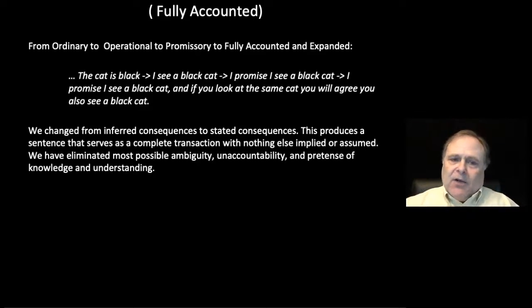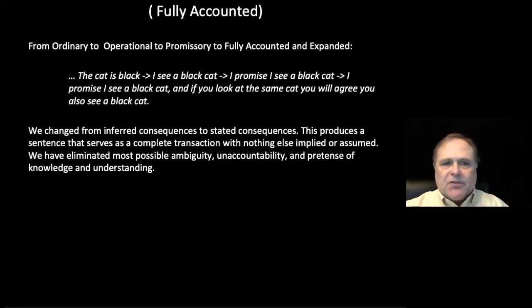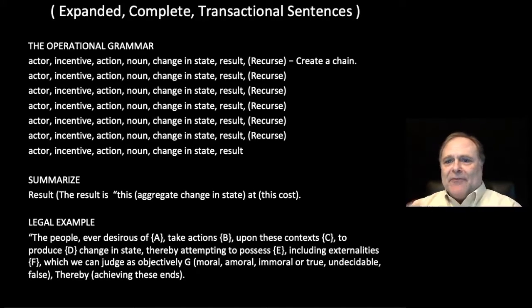It's all implied. But seeing a black cat is a simple statement, while many statements, especially when we get into more abstract concepts, are really constructed of deceits. So we change from inferred consequences to stated consequences, and this produces a sentence that serves as a complete transaction with nothing implied or assumed. We've eliminated the ambiguity, unaccountability, and pretense of knowledge and understanding that people universally make use of. And no, you don't get to humiliate the mouth breathers. You just have to understand that we have to produce law.